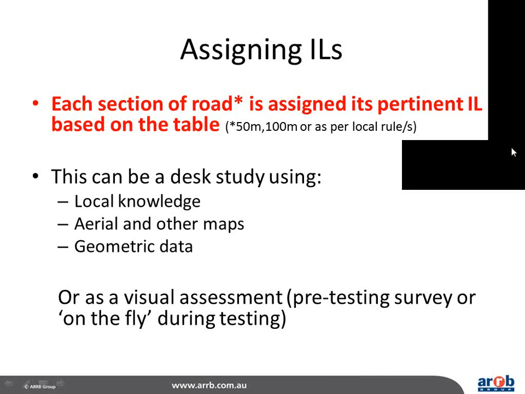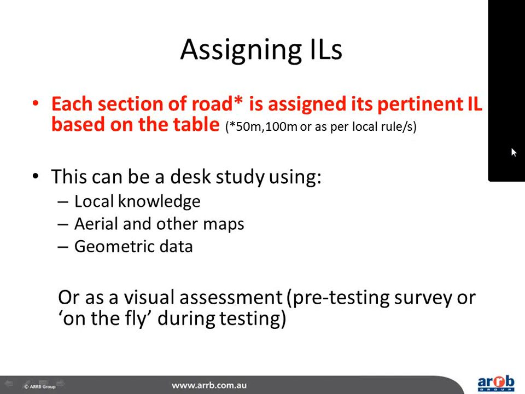But in some cases where our network's quite large, or we're working from a central office and we're trying to establish our investigatory levels to assign to sections, we might decide to do a pre-testing survey. We might decide to drive the network and annotate some maps and work out where we really want to start and finish our investigatory level sections. Or sometimes even we may employ a testing contractor and ask them to assign the investigatory levels as they're going along on the fly during the testing. Basically it's driving along and putting down a best guess on the investigatory level as you are going along doing the testing.